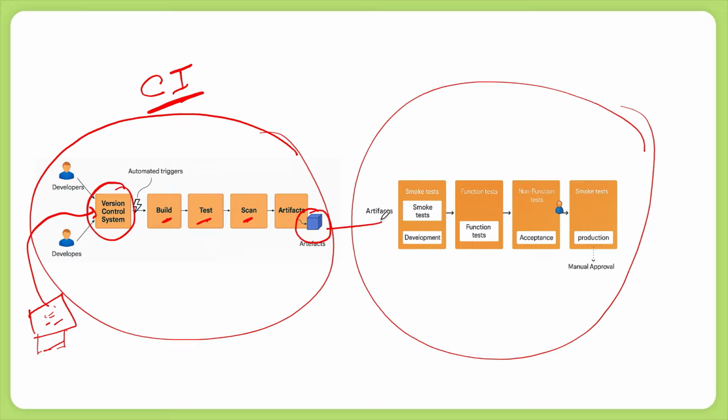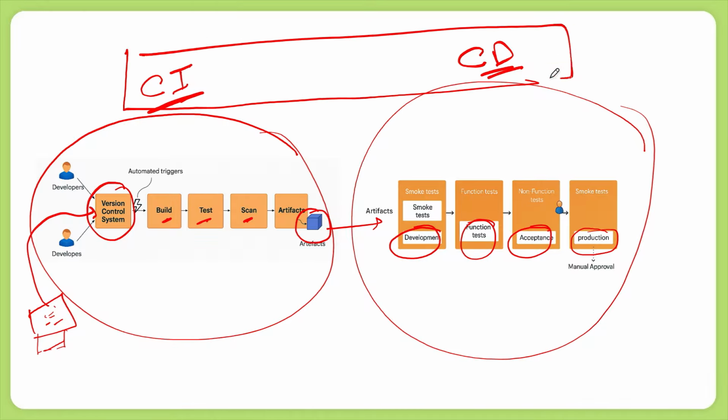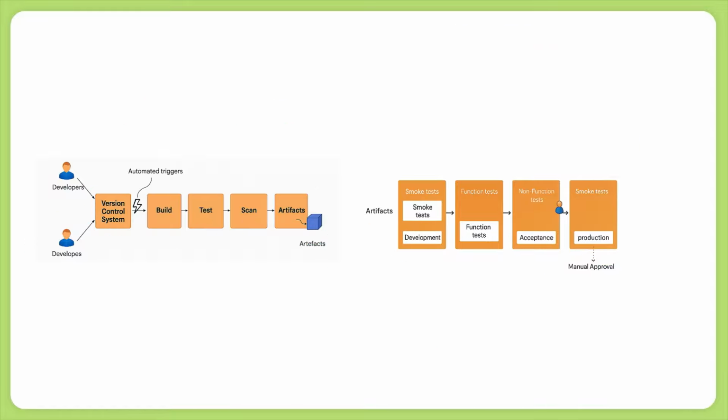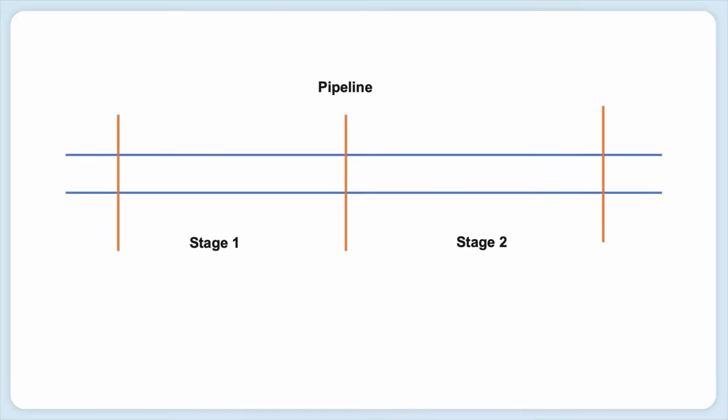Then this artifact goes to the different environments: development environment, QA environment, acceptance environment, and finally production environment. This is called continuous delivery. Using this Azure pipeline tool, we are going to build this continuous integration and continuous delivery, where we handle each and every stage of all these steps. Now, what is this pipeline? Why is it called a pipeline? Let's understand this. It is very simple.